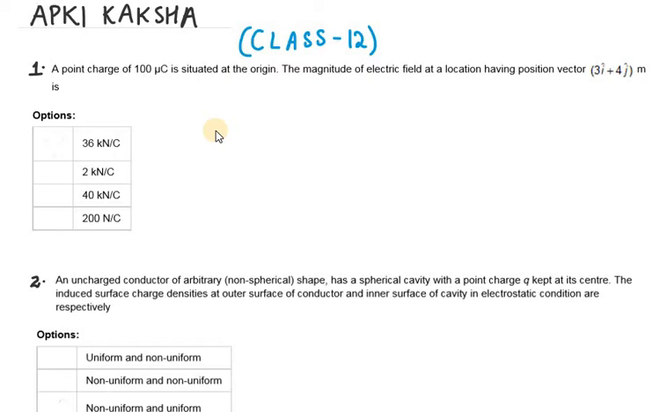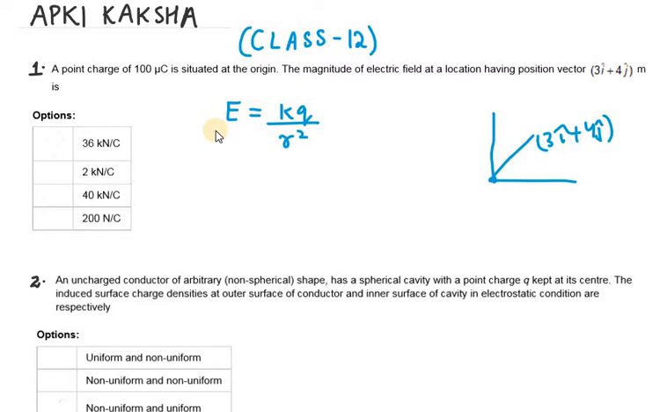So we need to find the magnitude of electric field, and we know that electric field is given by E equals KQ over r square. So in this case we are given with Q value, that is 100 microcoulomb, and K we know is 9 into 10 raised to power 9. Now what we need to find is the point charge is at origin and the position vector of electric field is at the location 3i cap plus 4j cap.